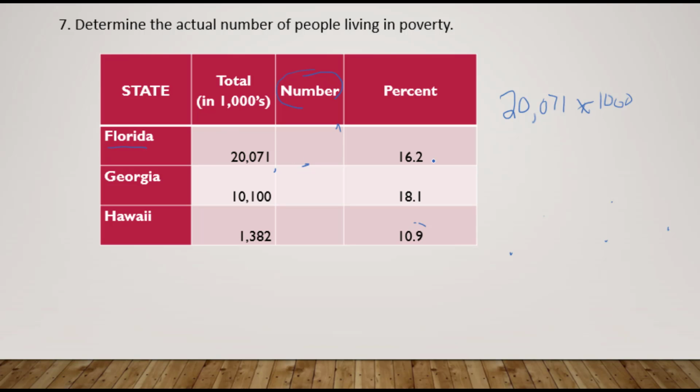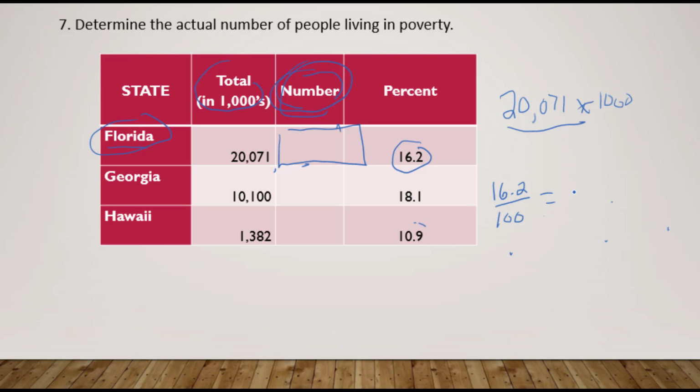So we'll get you started on this one. This is the total amount of people in the state, the population. I'll do Florida. We want to find the number that live in poverty. So I'm going to put that number right here. We know that the percent in poverty is 16.2. So that means that there's 16.2 living in poverty in Florida for every 100 Floridians.